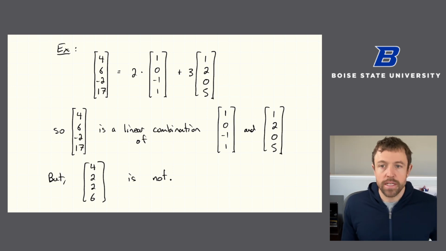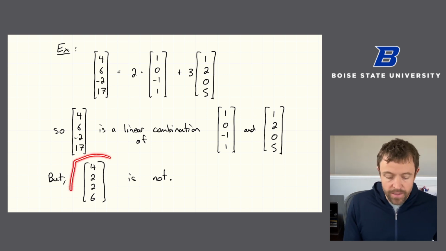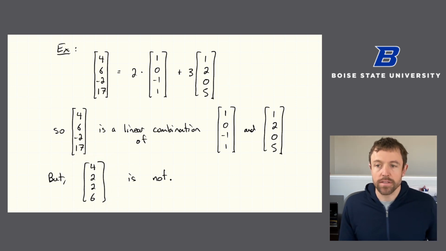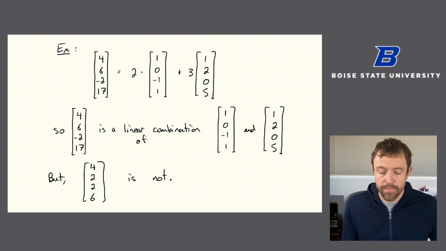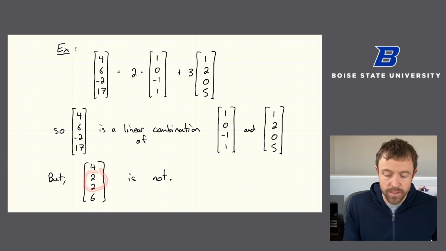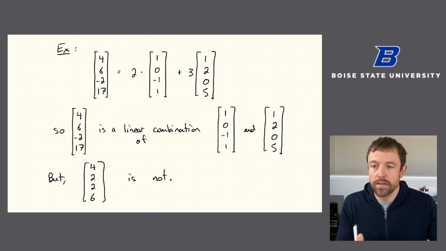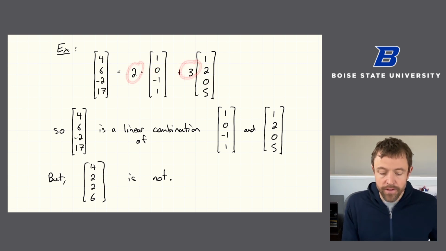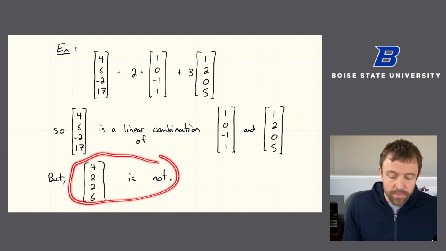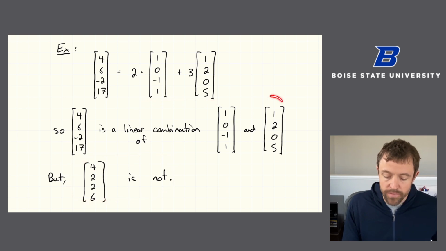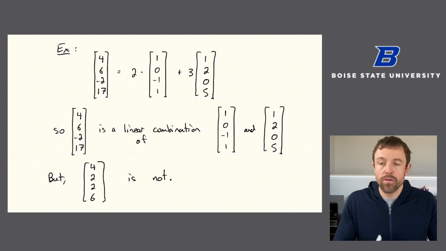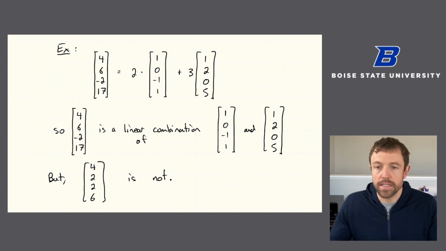You could also see, and this is not too hard to see, that this vector (4, 2, 2, 6) is not. If you try to make the middle entries 2 and 2, because of these zeros, you're forced to choose certain coefficients, and you're never going to get a 4 and a 6 here. So this is not a linear combination of these 2 vectors, because there are no choices of coefficients that will give us this as an output. Okay, so that's what it means to be a linear combination in R4.